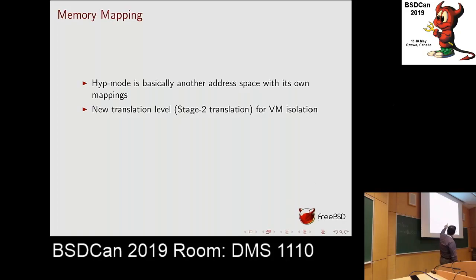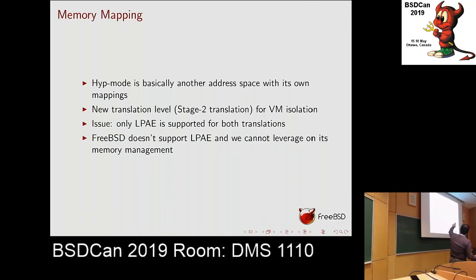Also, we have a new translation level called stage 2 translation for VM isolation. What is this stage 2 translation used for? You know that we have a page table which is translating virtual addresses to physical addresses. The virtual machines have their own page tables, which translate from what they think are virtual to physical. But these physical addresses are what we call intermediate physical addresses. And we have another level, the stage 2 level, which is managed by the hypervisor. So basically the hypervisor can control which physical addresses the VM can access through this stage 2 translation.